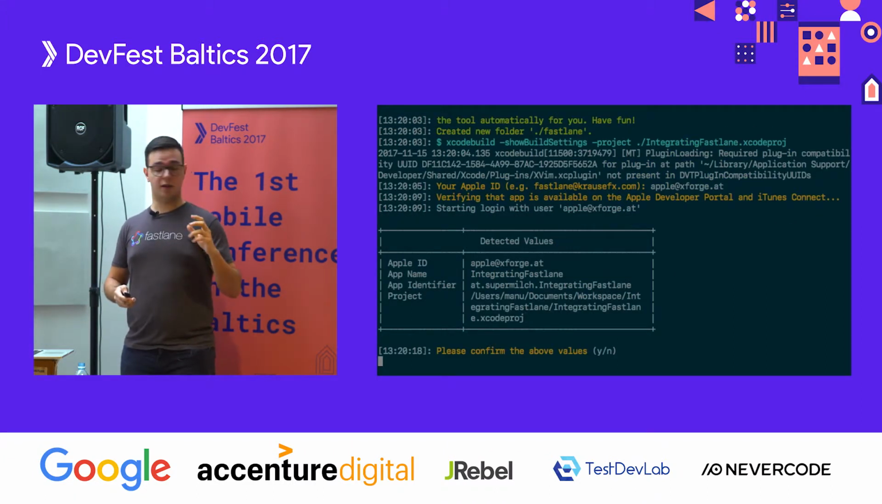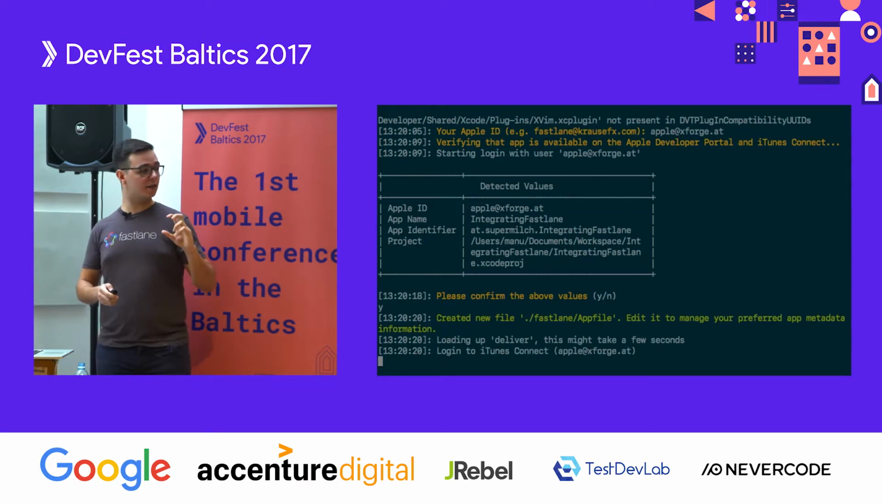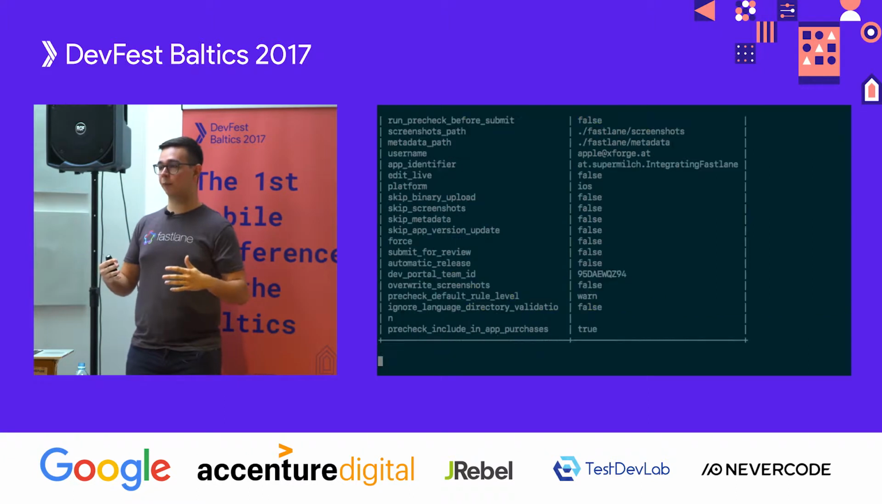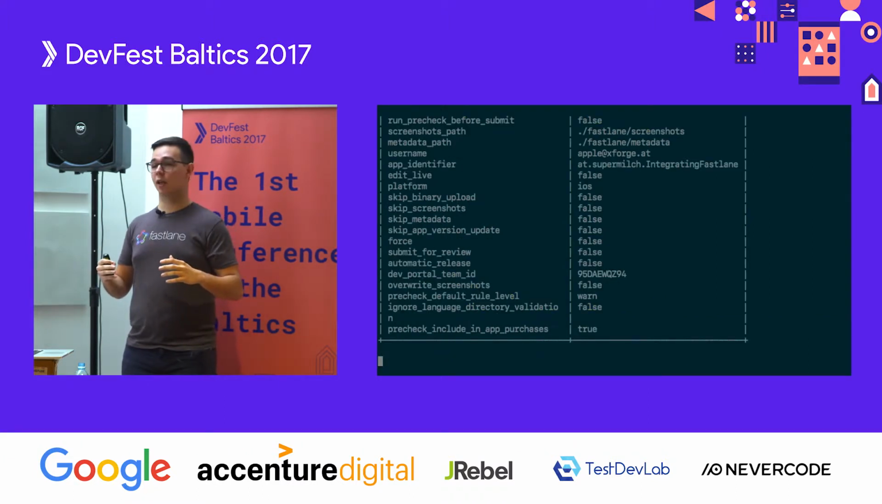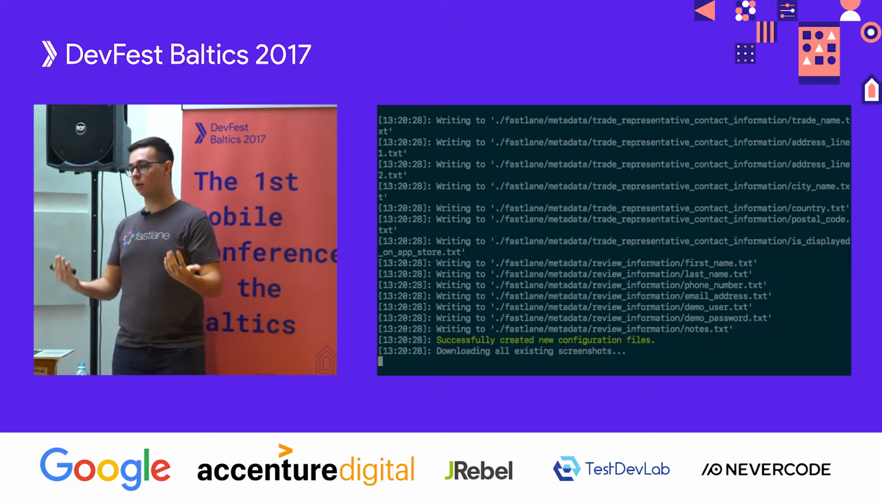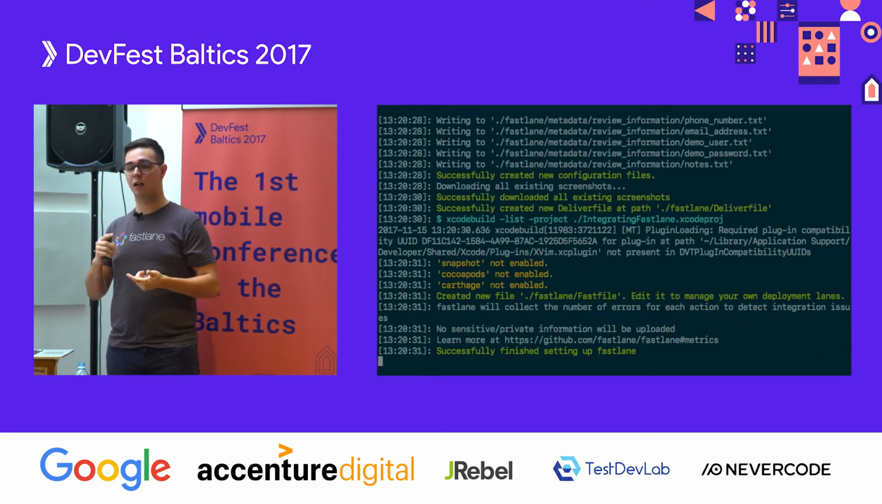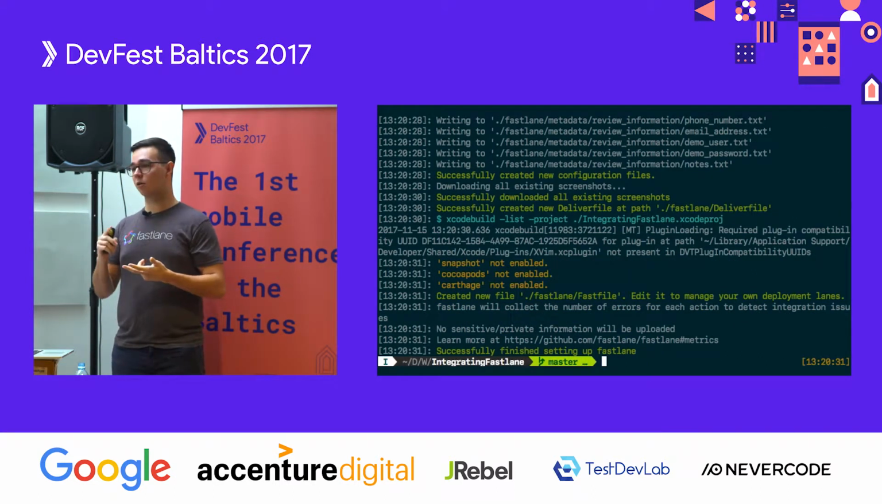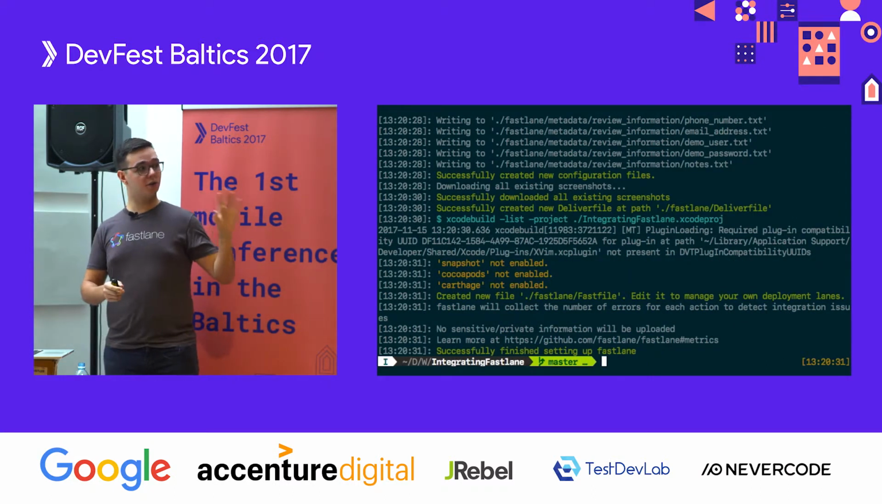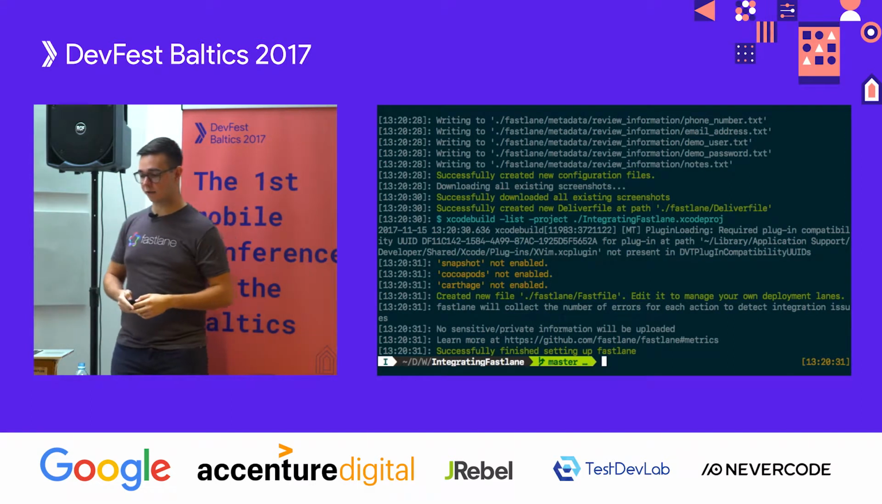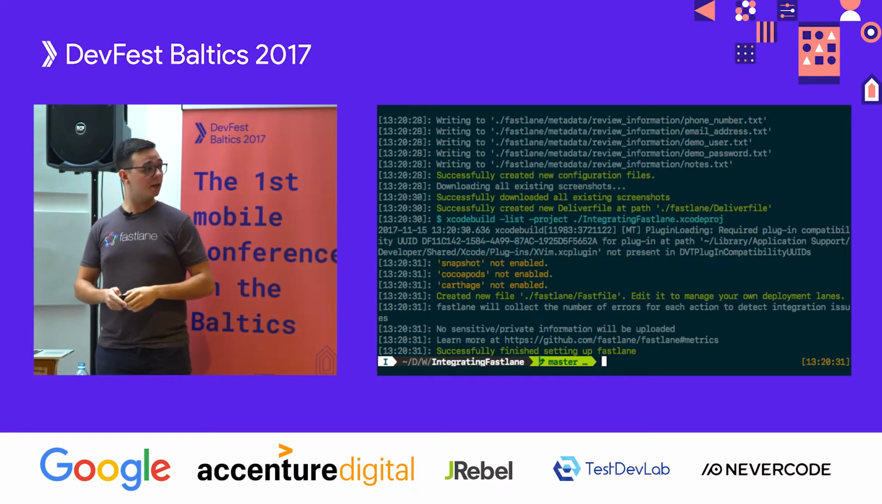And one of the things that you'll also see here is that Fastlane uses deliver to download all your metadata as a text file. And so you can actually commit your metadata, like title, description, release notes, etc., to your repository, which I think is very, very neat.